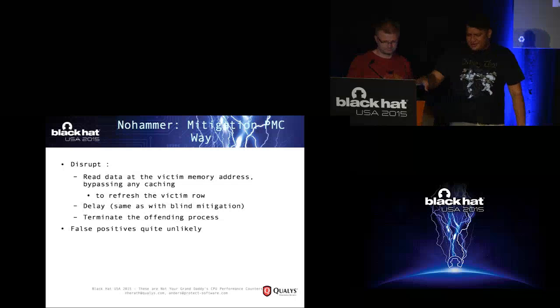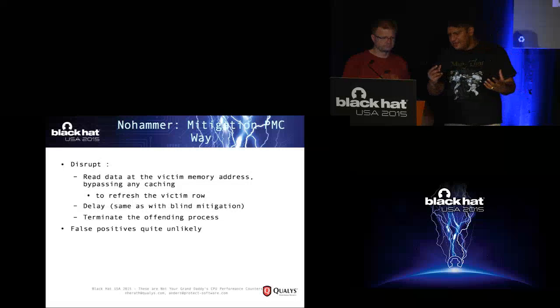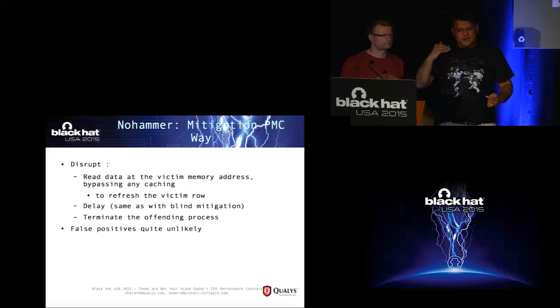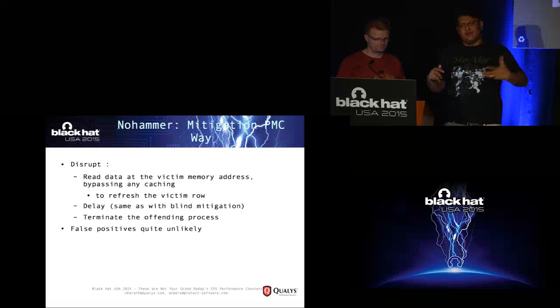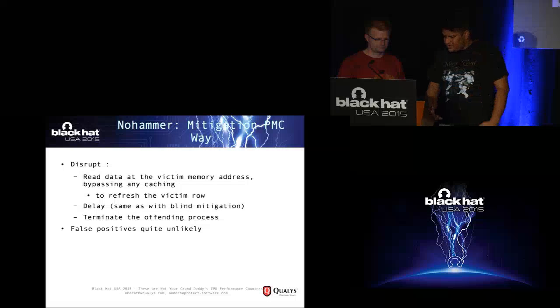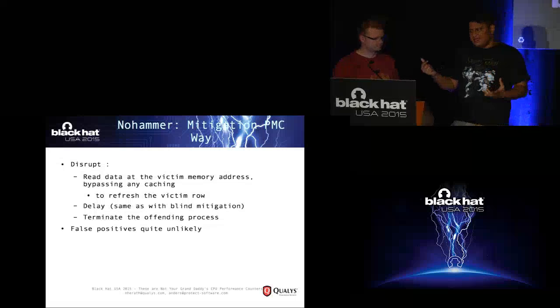So basically, to disrupt this, if we see an attempt that looks like a RowHammer event, we will read data at this victim memory address, and that way the memory will get refreshed, and any RowHammering attempt will have to start over again from that point onwards. And this way false positives are quite unlikely.